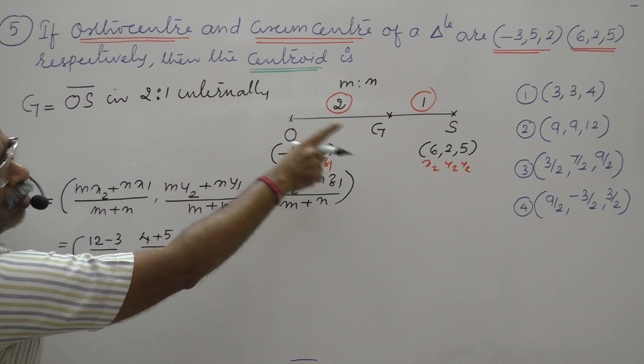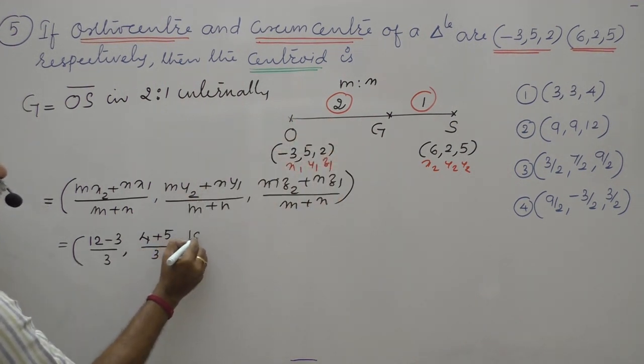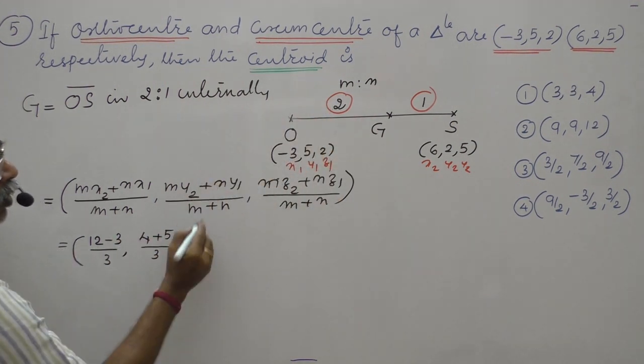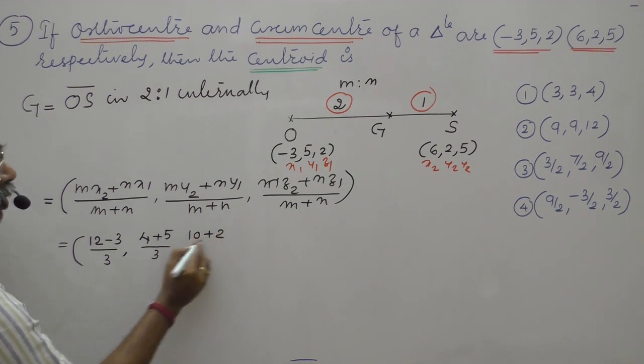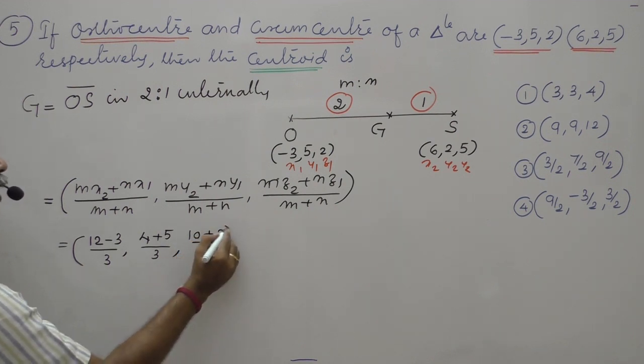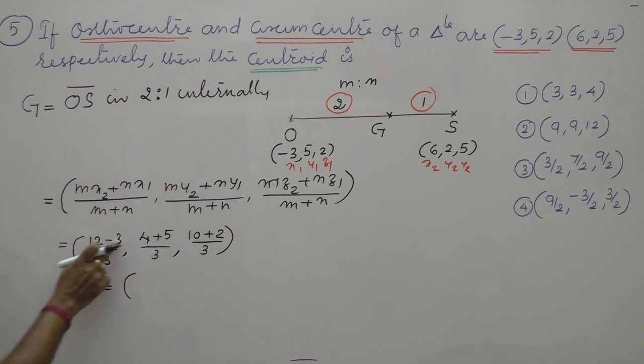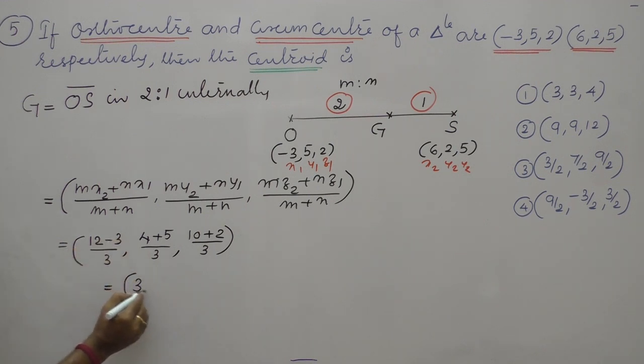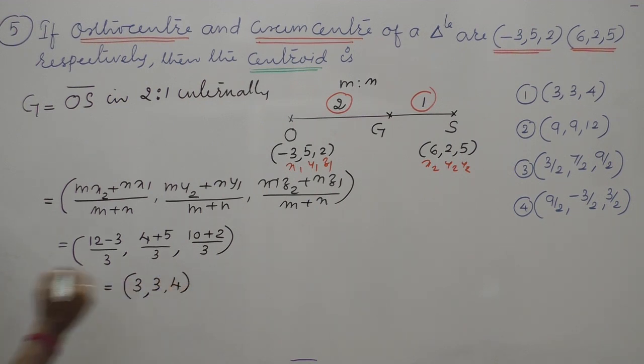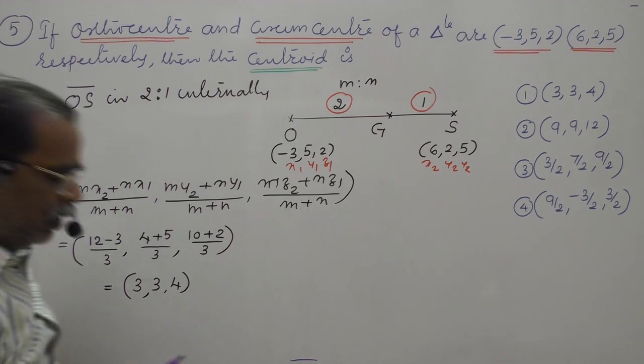Next m×z2, 2 into 5, 10, plus n×z1, 2 into 1, 2, divided by m plus n, what is that? 3. Therefore this is 12 minus 3, 9 by 3 is 3. This is also 9 by 3, 3. 12 by 3 is 4. That's all. This is the centroid.